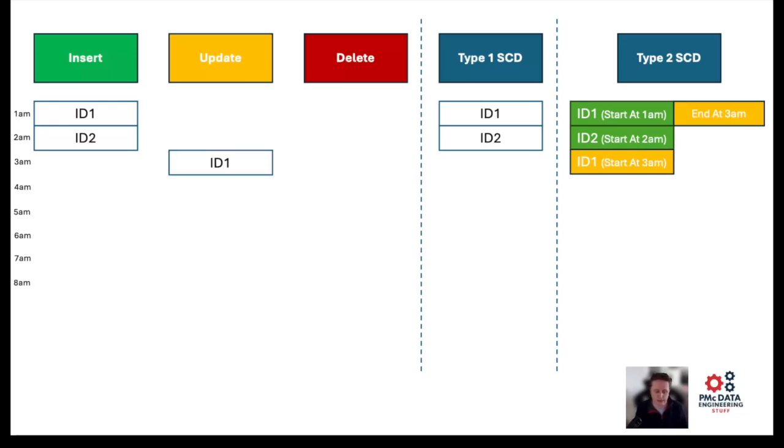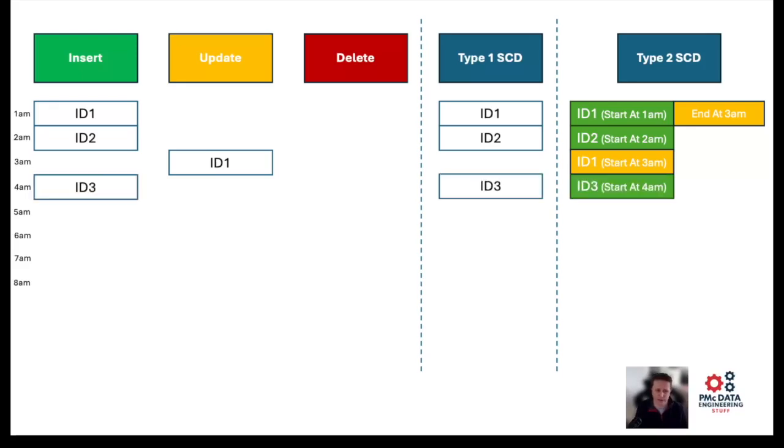We'll then do a quick update on ID 1, and this was at 3 o'clock. So we have in type 1 SCD, that will just go through as a straight update. So ID 1 will then be the latest version of that ID 1 record. But in our type 2 SCD table, we're going to end our original ID 1 and we'll end that at 3 a.m. because that's when it changed. And we have a new entry, a new row for ID 1 starting at 3 a.m.